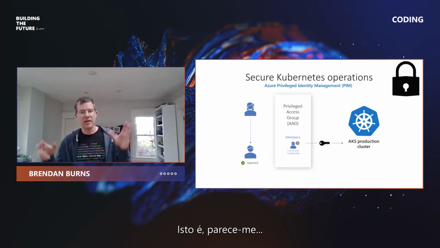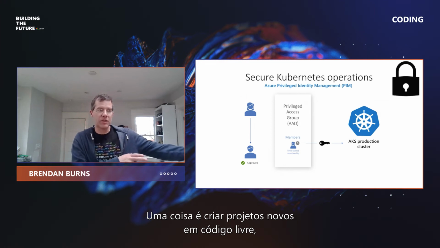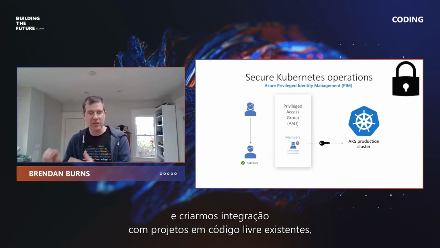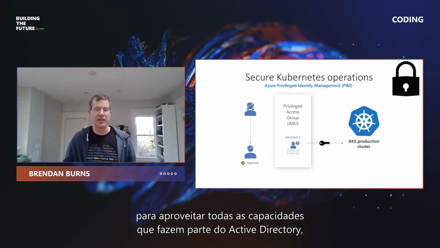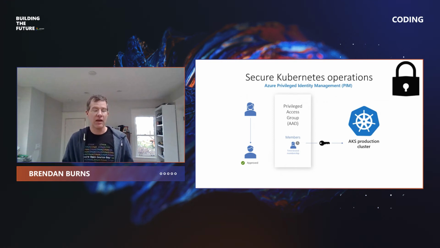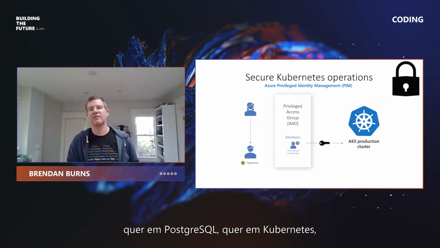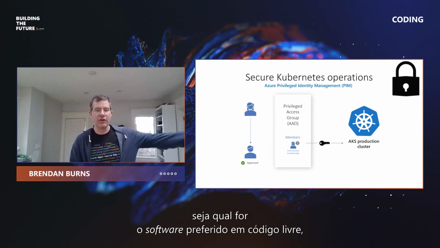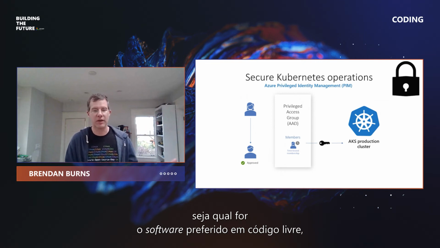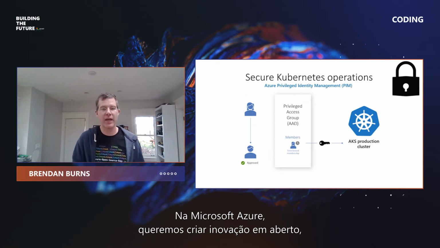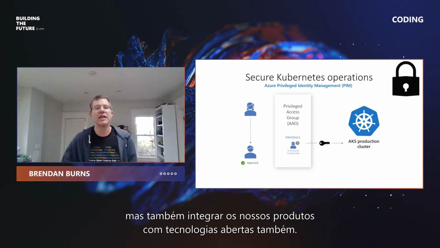It's one thing to create whole new open source projects, but if we don't take the identity systems that we already have and build the integrations with existing open source projects, so that all these capabilities that have been built into Active Directory are available to people who are choosing to use, whether it's Postgres or Kubernetes or whatever the favorite open source software is, we're really doing a disservice. So at Microsoft and Azure, we're focused not just on creating innovation in the open, but actually integrating our own products with open technologies as well.